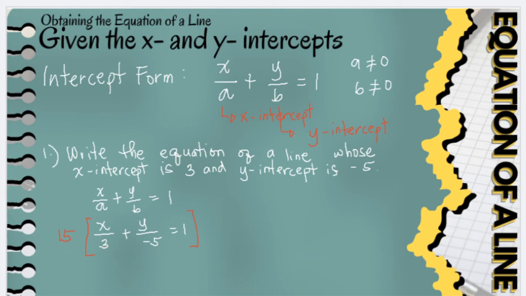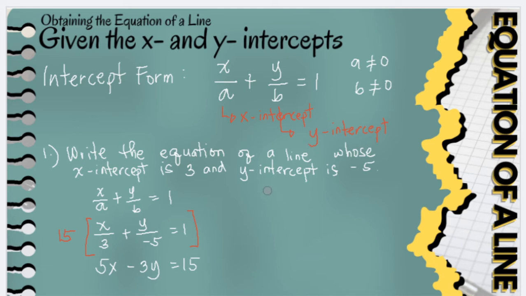Okay? And we're going to multiply 15 times x and then divided by 3. So 15 times x is 15x divided by 3. That is 5x. Tama? Then 15 times y is 15y divided by -5. So that's -3y is equal to 15 times 1 is 15. So that is our equation in standard form.